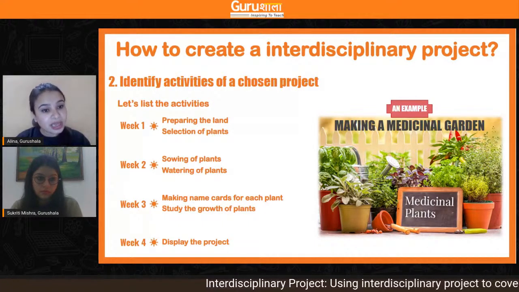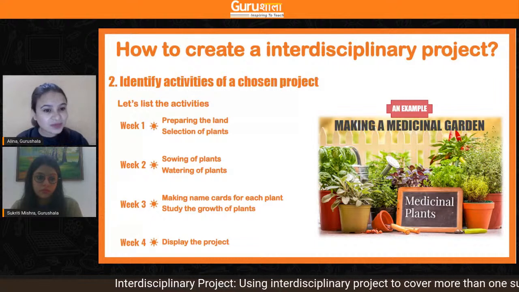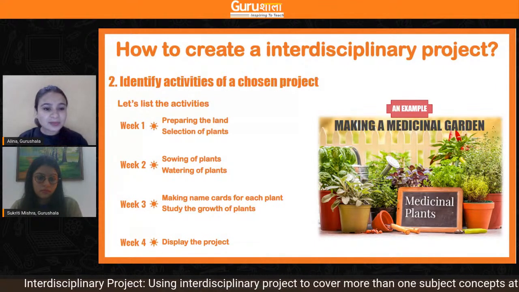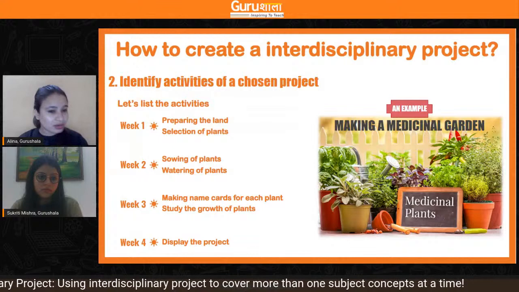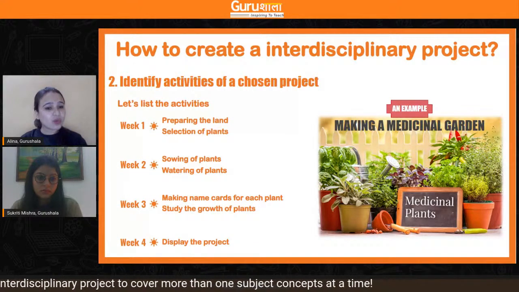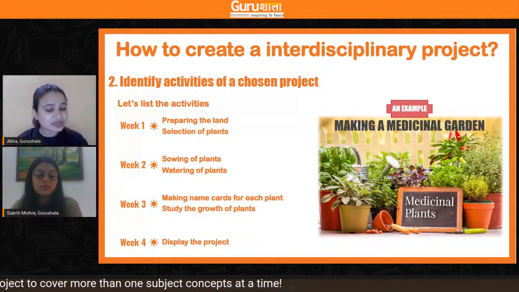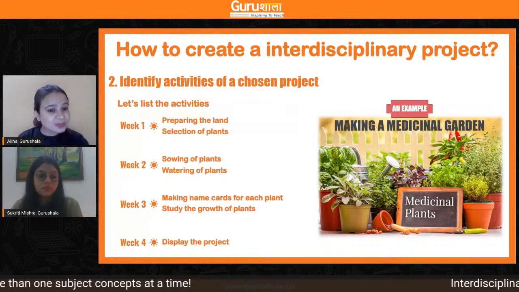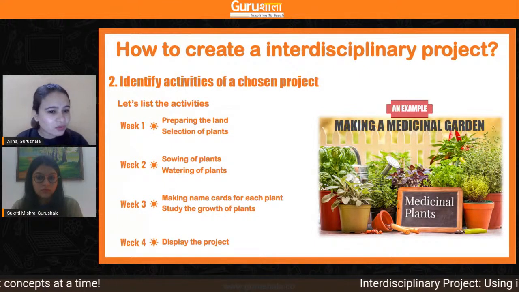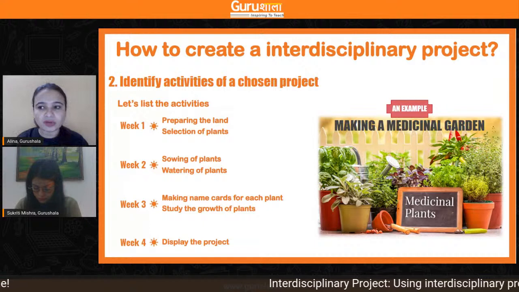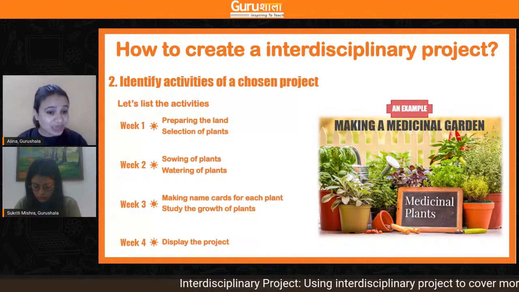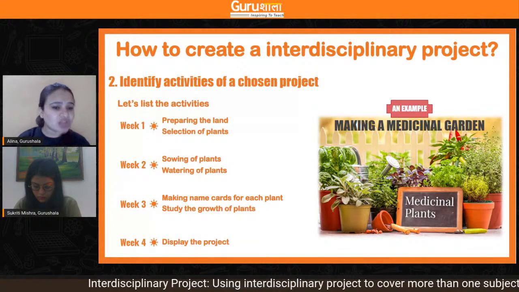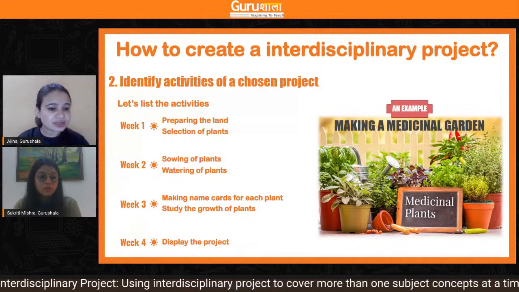Then we can also tell them to study the growth of plants, so the steps of plant growth are probably also recorded. If they have resources available there, they can probably take pictures every week and record it as well. Then in the fourth and final week of the project, we can tell them to display the project. It can be in the form of a journal, it can be in the form of a project display. It can also be in the form of a chart paper where the student has stuck pictures of everything.